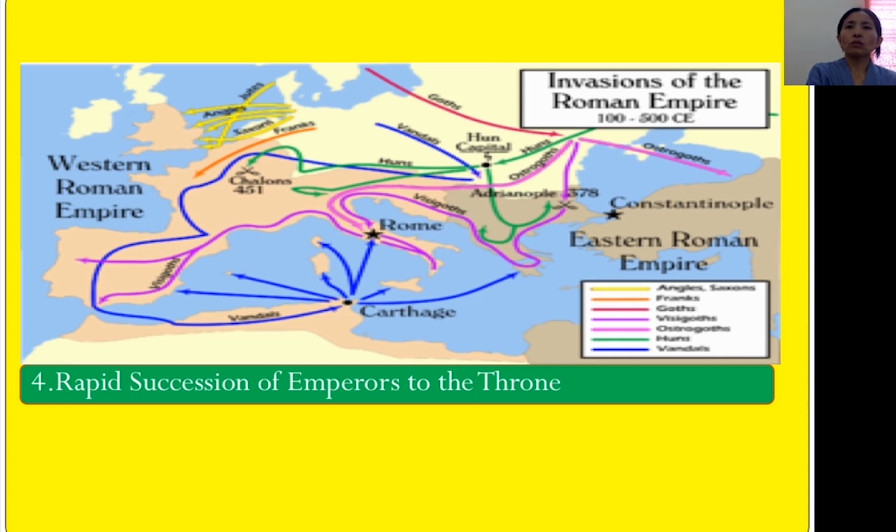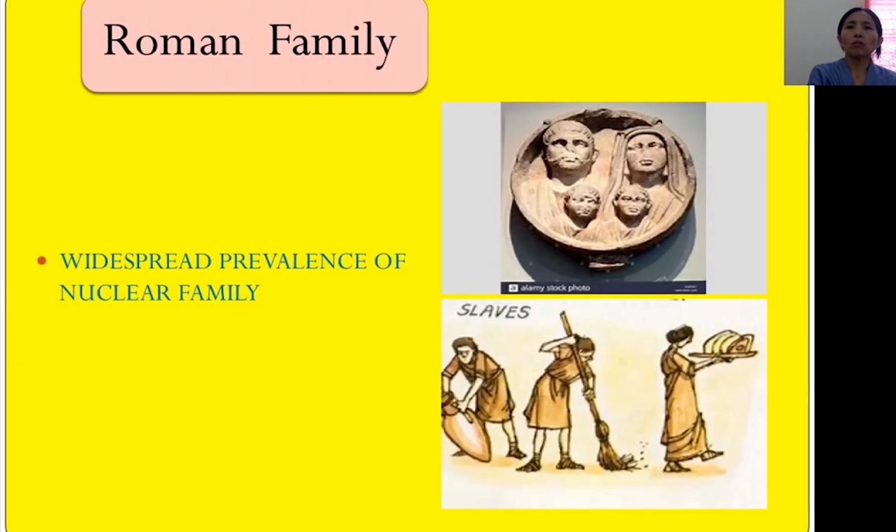So those are the 4 points dealt with the causes of the third century crisis, or the factors leading to the third century crisis. Next, we would study the Roman family.